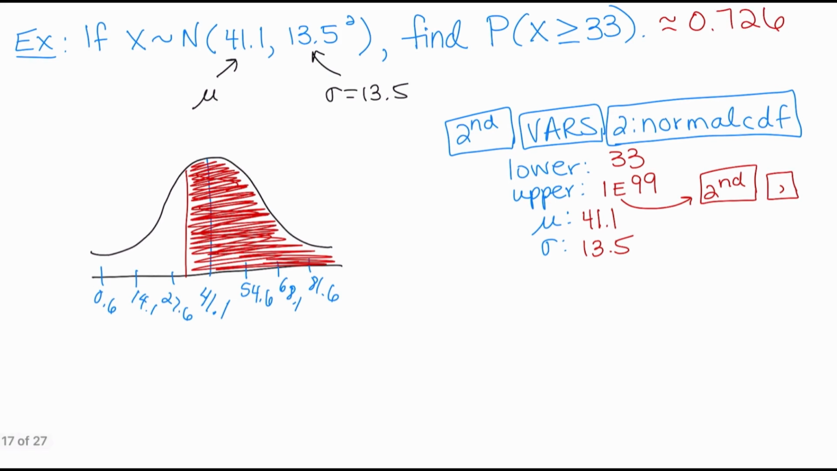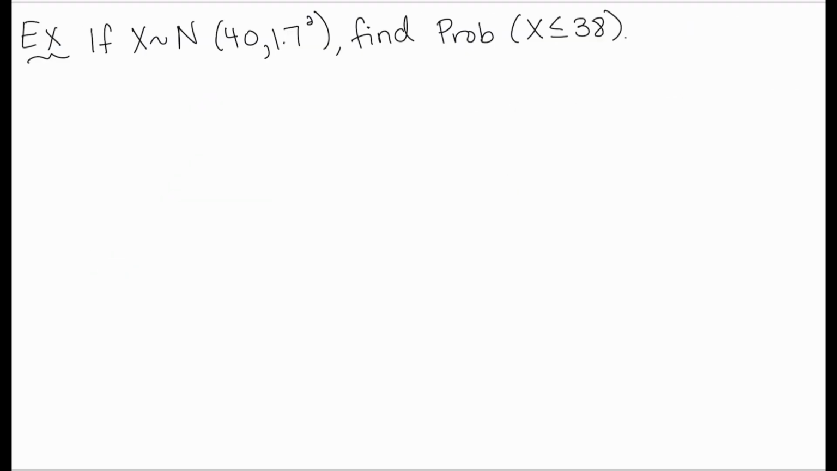So my answer is approximately 0.726 if I round this to 3 significant figures, which is about 72.6%. And it makes sense because I knew my answer had to be more than half. Okay, so let's head on over to a new example. In this example, it says, if x is normally distributed, remember the mean is 40, the standard deviation is going to be 1.7. Find the probability that x is less than or equal to 38.